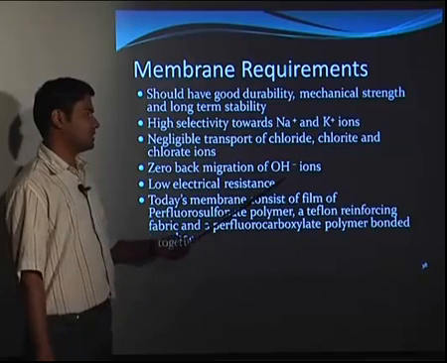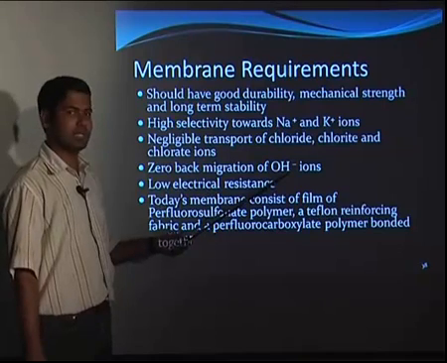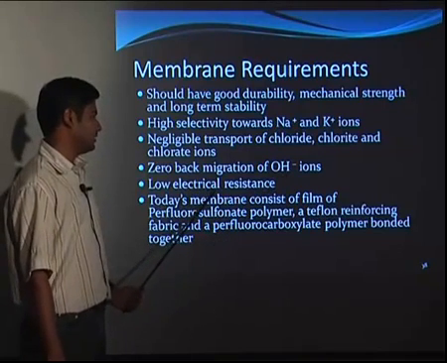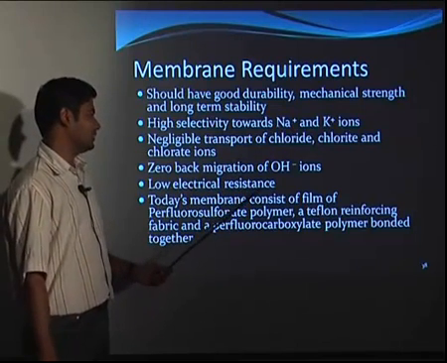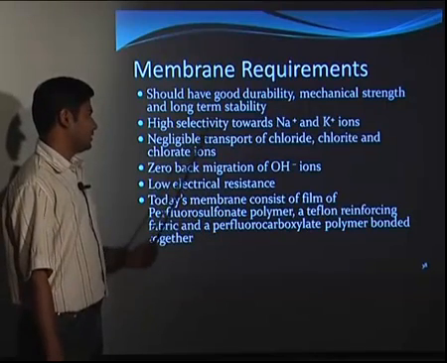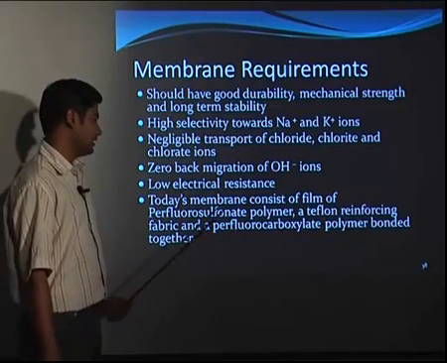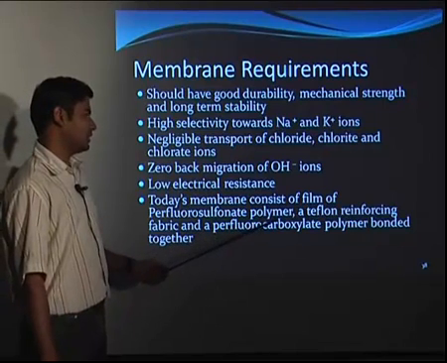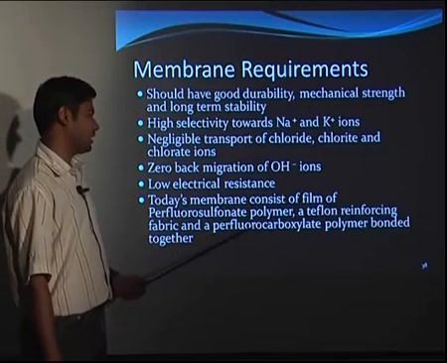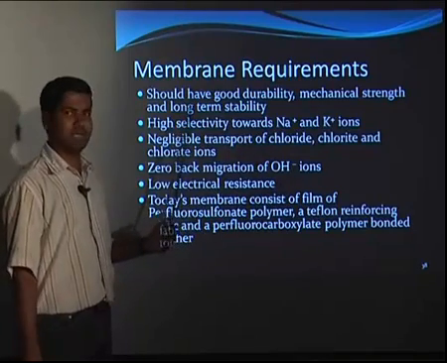There should be zero back migration of OH- ions, because it would lead to a loss of electricity. It should have low electrical resistance, so the electricity will flow without resistance. Nowadays we use a membrane which is a film of perfluorosulfonate polymer, a Teflon reinforcing fabric and a perfluorocarboxylate polymer. These three are bonded together to form a film, which we use as the membrane in the membrane electrolytic cell.